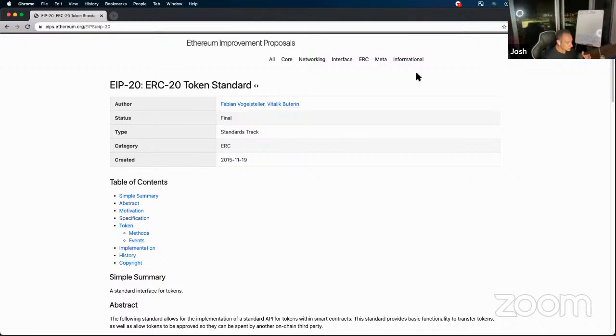Actually, I think so. What we need to do is write the code, number one, for the token in Solidity. And then number two, deploy it on a test network. And that's pretty much it. That being said, there are some standards for creating any ERC20 token.